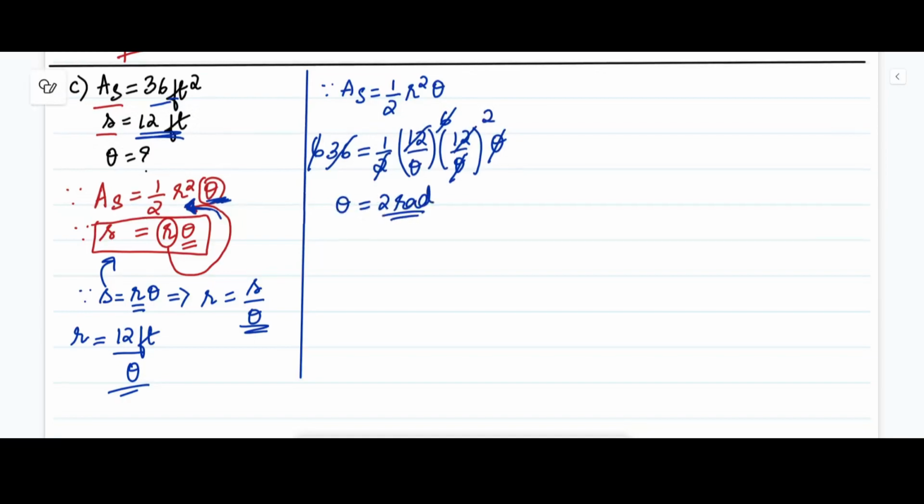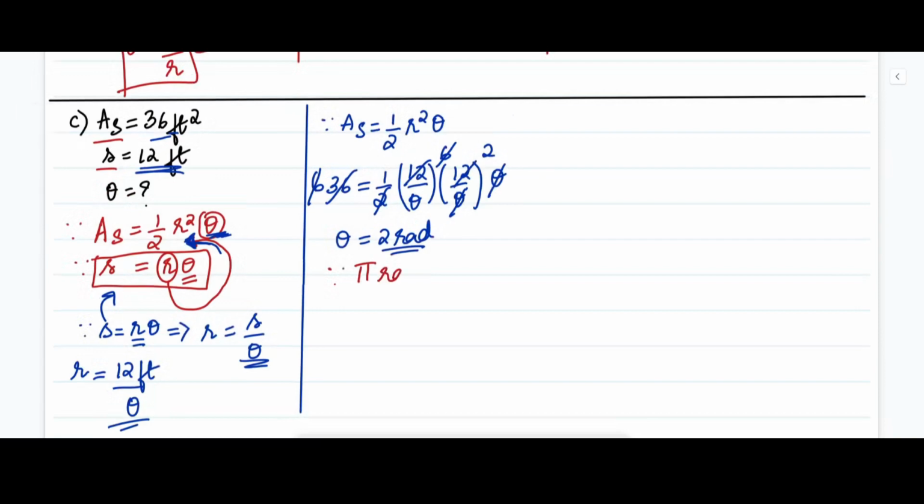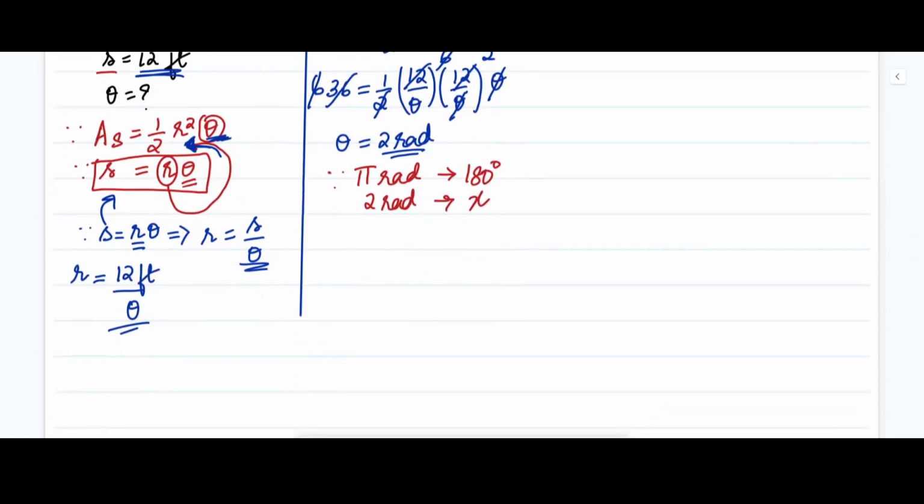In order to find the value of theta in terms of degrees, we can substitute the known value of pi. That is, pi radians is equal to 180 degrees. So therefore how much is 2 radians in degrees? Let that be x. When we cross multiply this we get x is equal to 2 radians into 180 degrees divided by pi radians. So radian unit and radian unit cancel out each other.